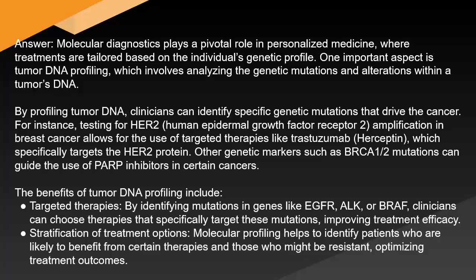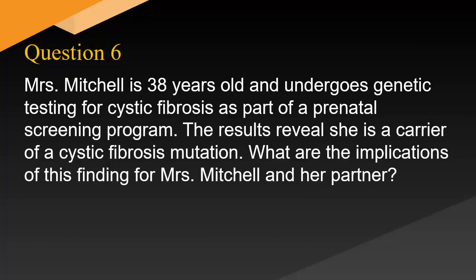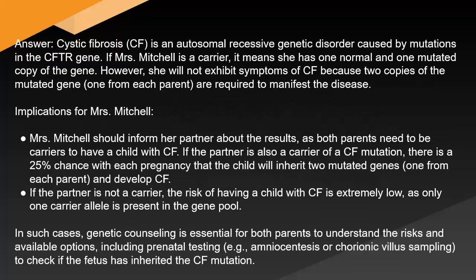optimizing treatment outcomes. Mrs. Mitchell is 38 years old and undergoes genetic testing for cystic fibrosis as part of a prenatal screening program. The results reveal she is a carrier of a cystic fibrosis mutation. What are the implications of this finding for Mrs. Mitchell and her partner? Answer: Cystic fibrosis (CF) is an autosomal recessive genetic disorder caused by mutations in the CFTR gene. If Mrs. Mitchell is a carrier, it means she has one normal and one mutated copy of the gene.